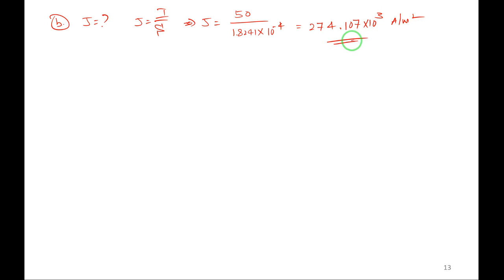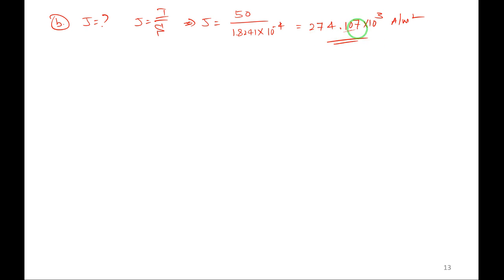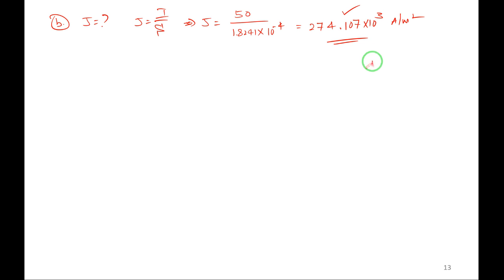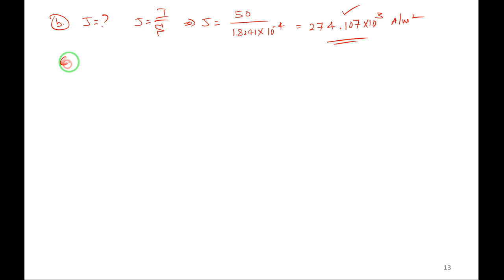Let me check it. Part B, 2.74, they have expressed in 10 power 5, right? So it is correct. I have kept it in 10 power 3. If you write it in 10 power 5, you will get 2.74. Same thing, right? Next, we'll see the part C.